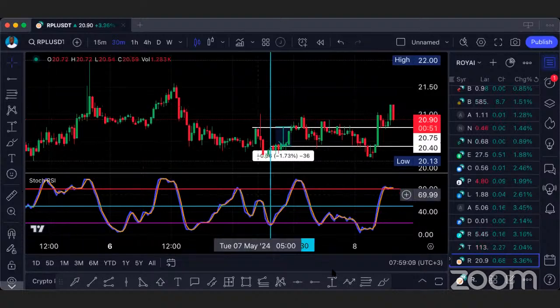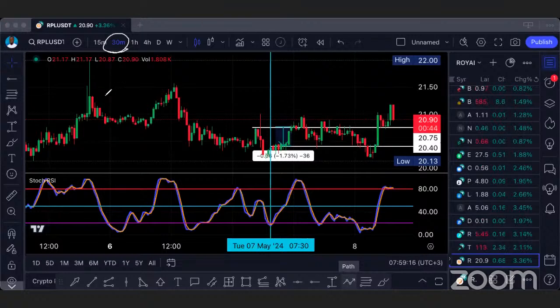And who notices that I'm in the 30 minutes time frame? If you can see that I'm in the 30 minutes time frame, give me one in the chat. And that's where now I would have taken my 1.73%. And there we are using the stochastic RSI.